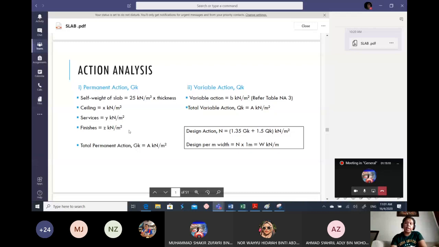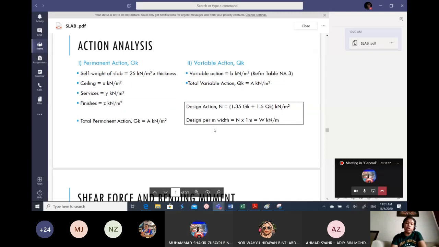We total up in kilonewton per meter square. Kalau beam in kilonewton per meter. And then variable action. Okay, so you have to be careful here. Design action N is equal to 1.35 GK plus 1.5 QK kilonewton per meter square. So then you have to write this formula. Design per meter width, N times 1 meter, W kilonewton per meter.